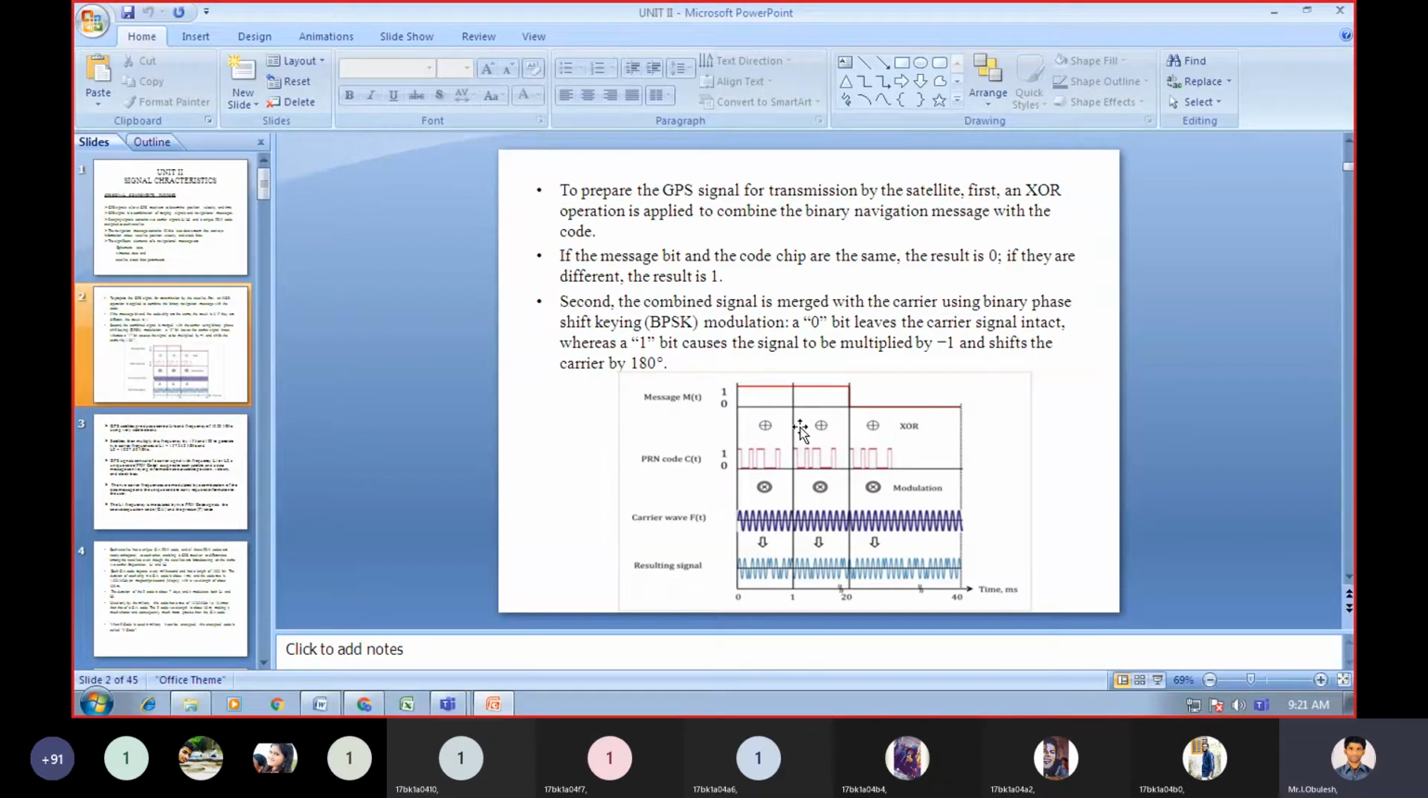To prepare the GPS signal for transmission by the satellite, first an exclusive OR operation is applied to combine the binary navigation message with the code.